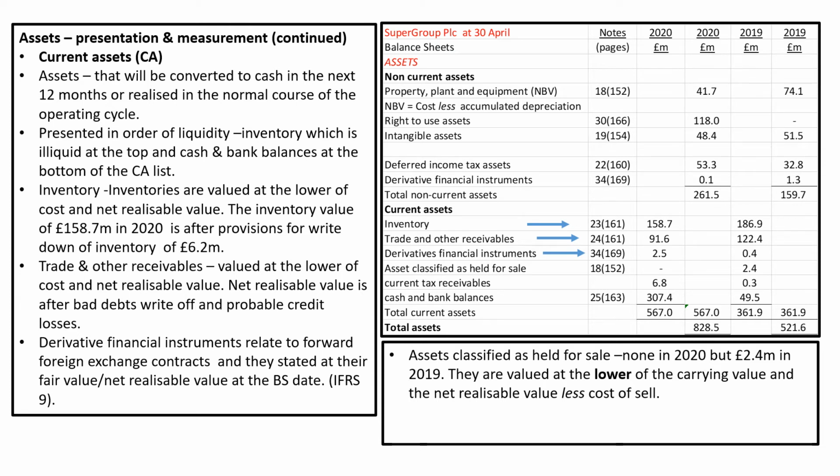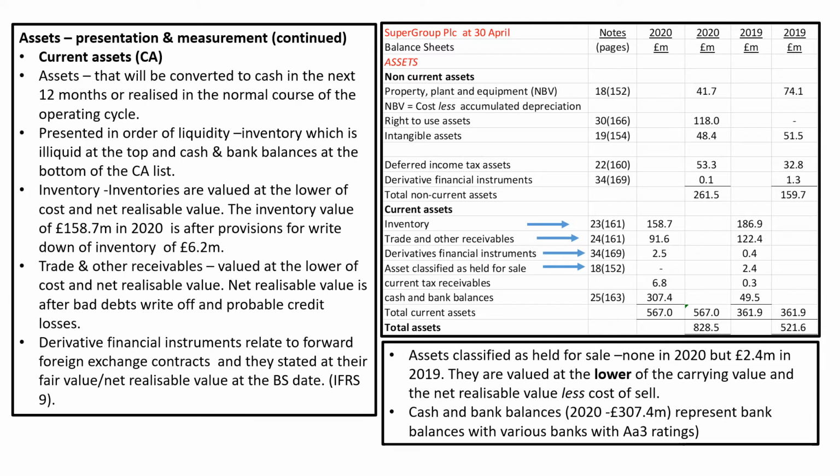Assets classified as held for sale is where the company has decided to dispose of a business and therefore has reclassified some of the fixed assets into current assets. None in 2020 but 2.4 million in 2019. They are valued at the lower of the carrying value and the net realizable value less cost to sell.